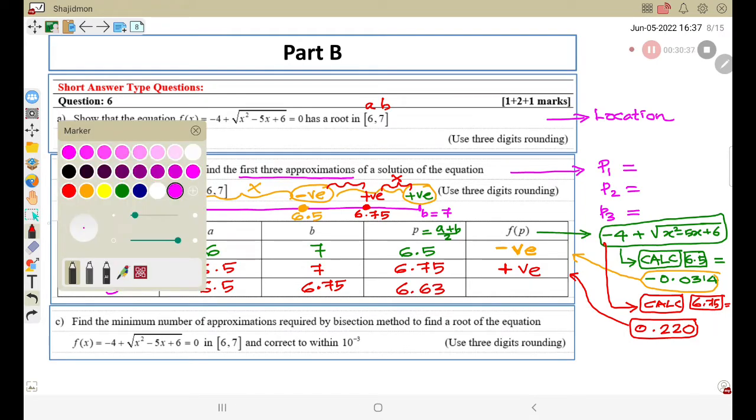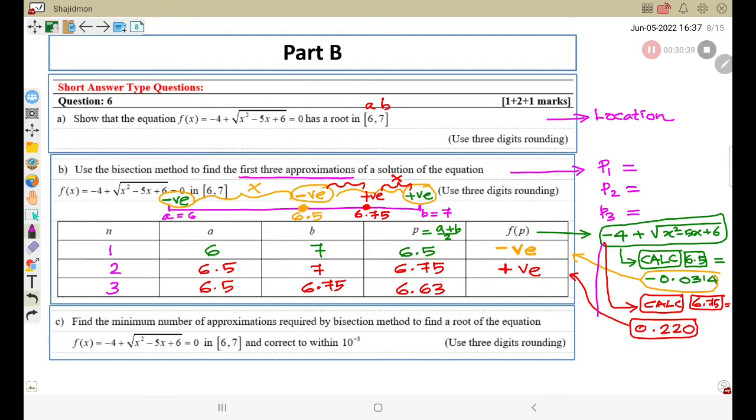Now again, this number you can apply here in f of x. So press the calc button, and this number 6.63, press equal to, okay? It is there already in your calculator. So you can press calc button, 6.63 equal to, you will get the number 0.0996, correct? That means this number is a positive number. So you can write here positive.